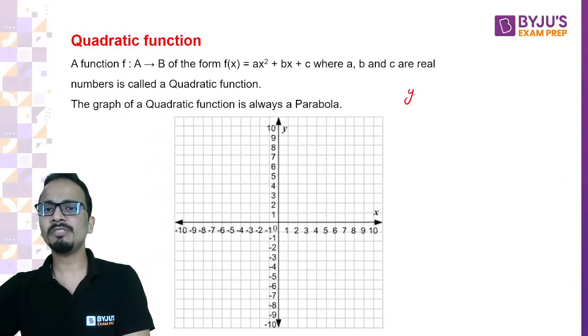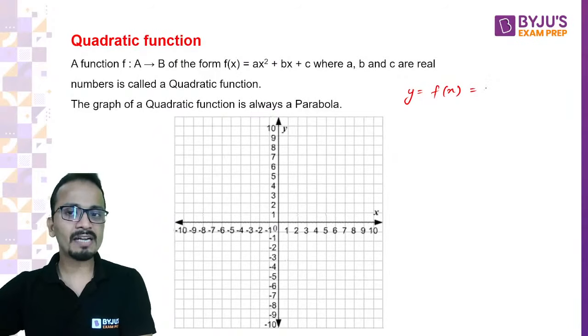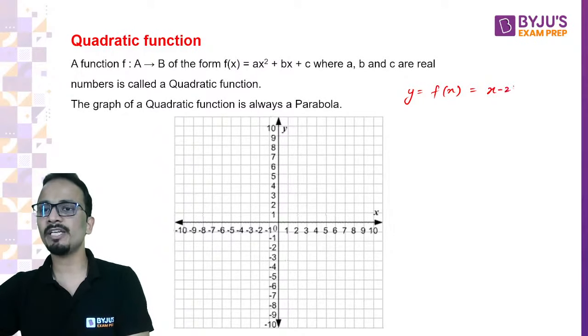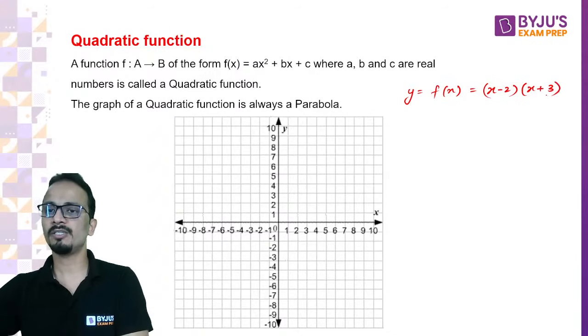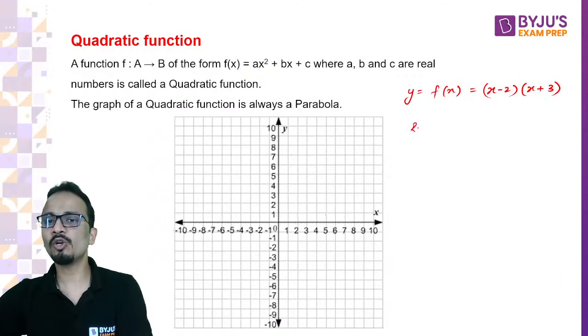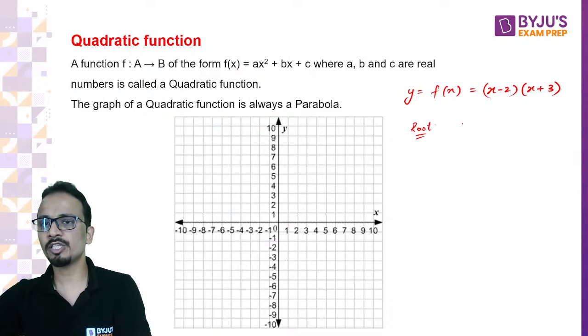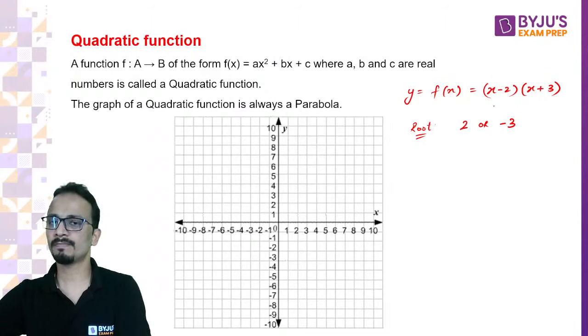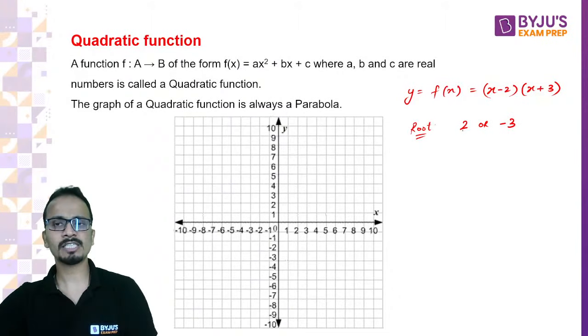I'm taking a function y equal to f of x in the factorized form. Let's say it is x minus 2 into x plus 3. Now what will be the roots of this quadratic expression? The roots of this quadratic expression will be 2 or minus 3. So all of you have done quadratics. The roots of this expression will be plus 2 or minus 3.